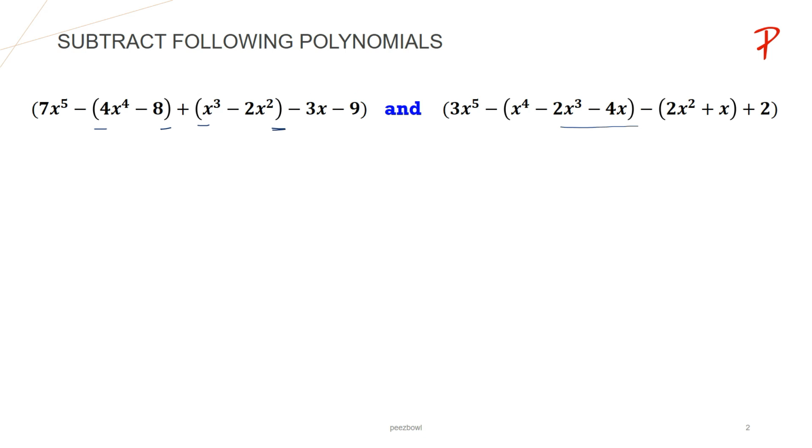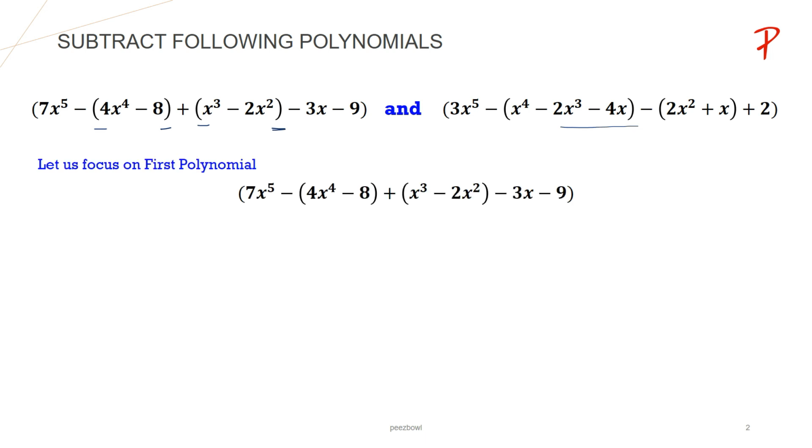Let us focus only on first polynomial now. So here we have first polynomial. As you can see, within the polynomial we have two brackets, right? So we have to work on these two brackets first. Before the first bracket there is a minus sign, so I have to distribute the minus sign for this particular bracket, and before the second bracket we have a plus sign. So we do not need to do anything to solve this bracket. Okay. Let us distribute the negative sign.